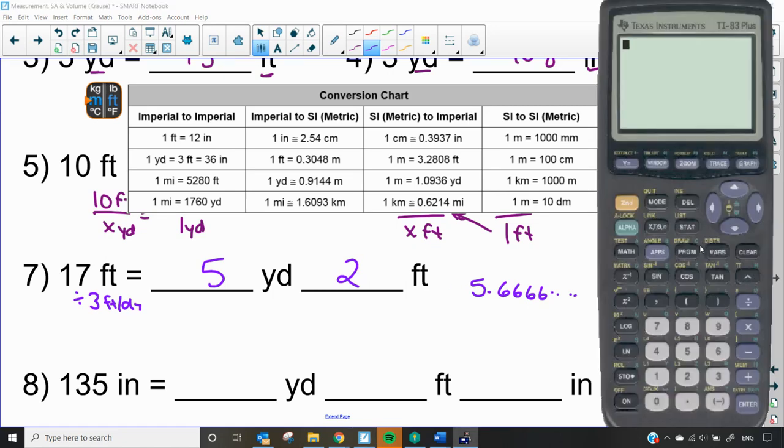And now if we wanted to check this on our calculator, 5 times 3 is 15, so we have 15 feet plus 2 feet gives us 17 feet. So it works when we work backwards.